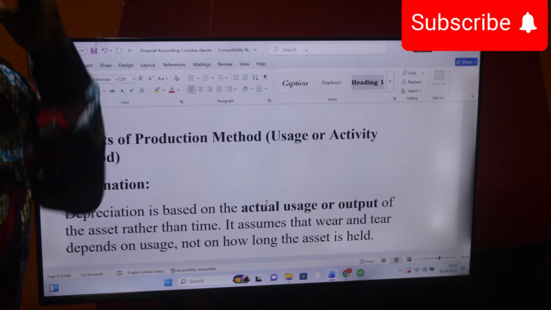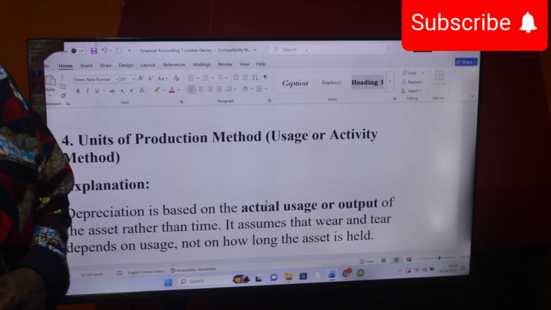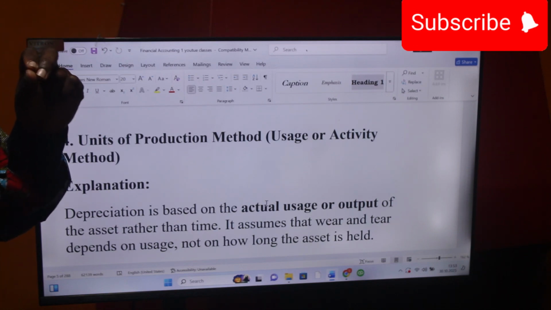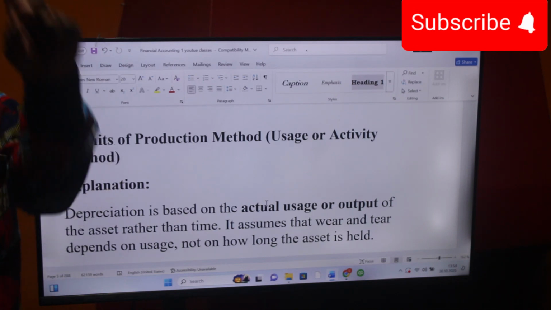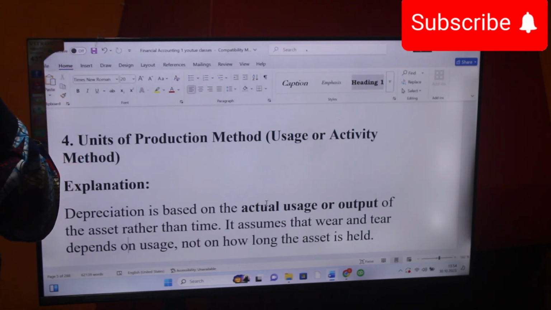So if we expect to produce 1 million units and it is worth 2 million shillings, it therefore means you take the 2 million and divide by the number of units you expect to produce with this machine, which is 1 million, and therefore for every unit we produce, we charge 2 shillings as depreciation expense.